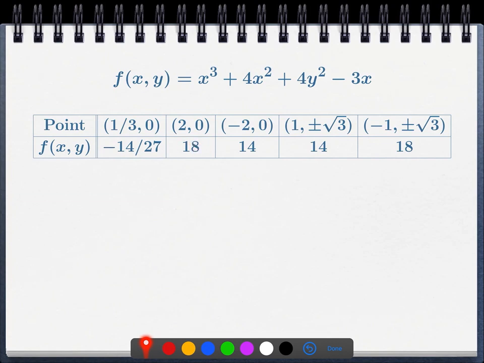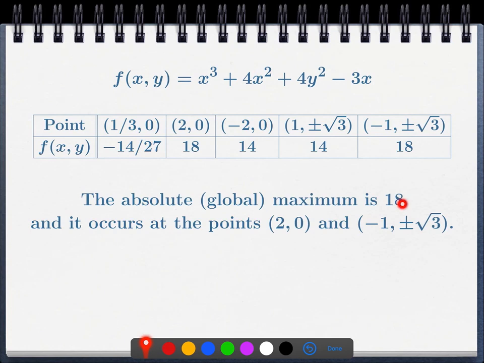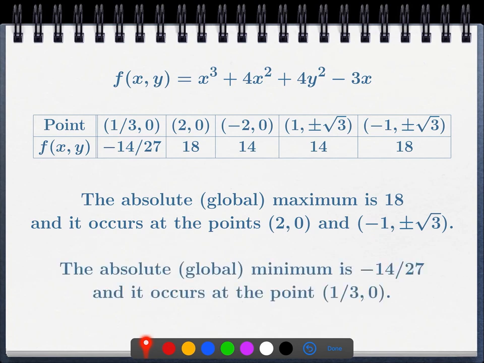And we have the maximum value 18 occurs at 3 points, 2, 0, and minus 1, plus or minus the square root of 3. So we can summarize by saying the global maximum is 18, and it occurs at the points 2, 0, and the point minus 1, plus square root of 3, and the point minus 1, minus the square root of 3. The global minimum is minus 14 over 27, and it occurs at the point 1/3, 0. So that finishes this problem. We got the global maximum, global minimum, and where they occur.